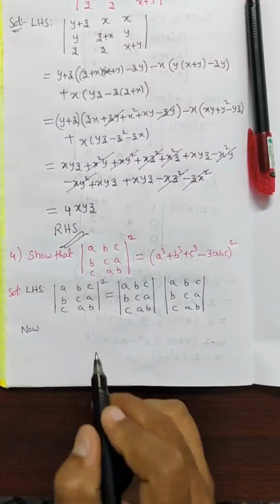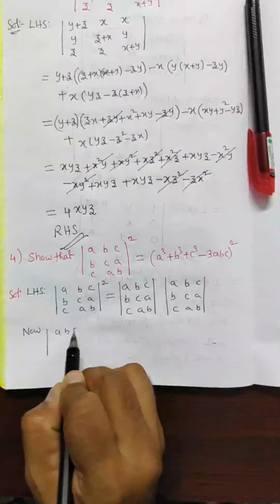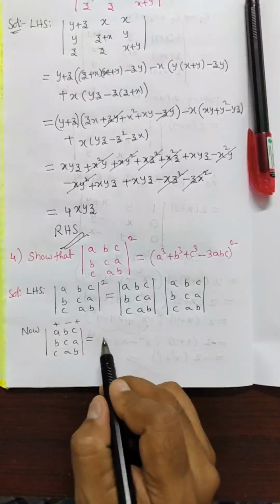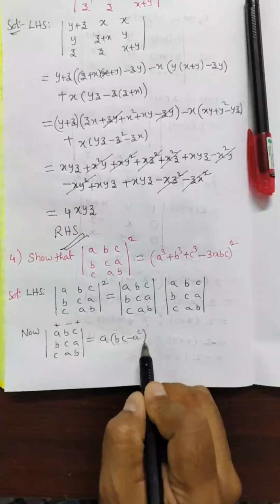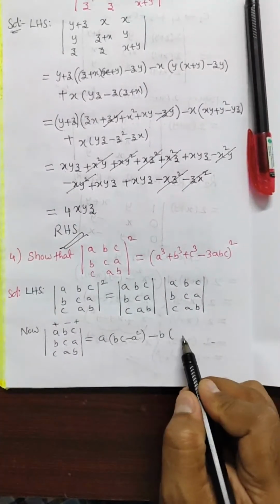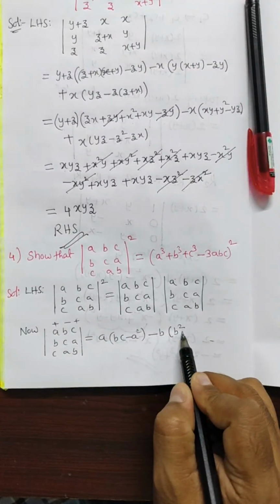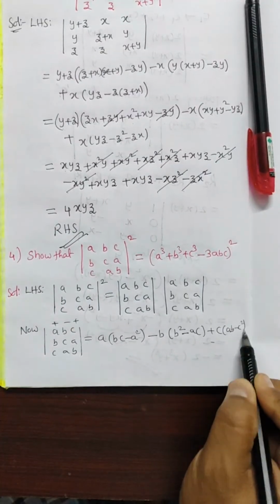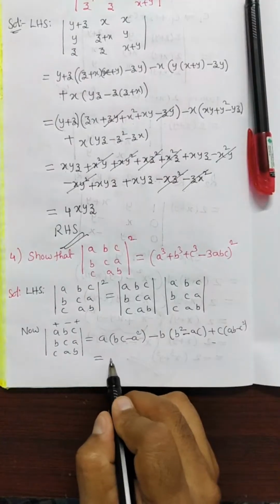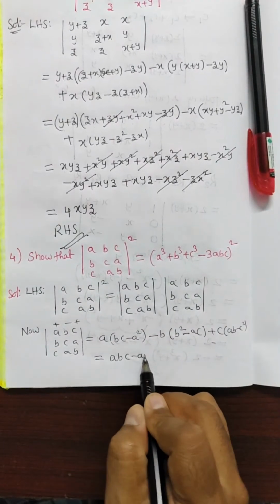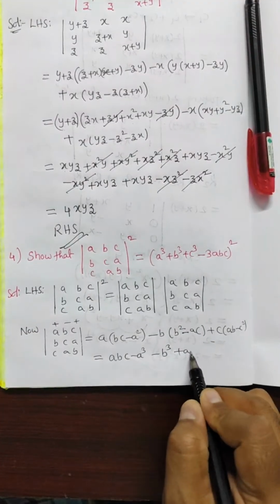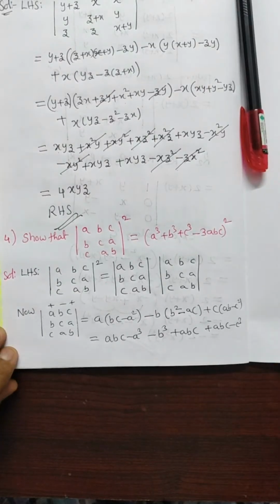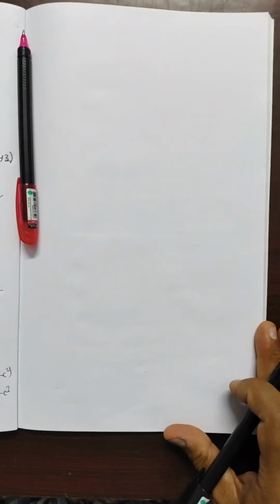So now det ABC, BCA, CAB we are calculating. So plus minus plus: A into (BC minus A square) minus B into (B square minus AC) plus C into (AB minus C square). So which is equal to ABC minus A cube minus B cube plus ABC plus ABC minus C cube. Here I am writing, dear students.